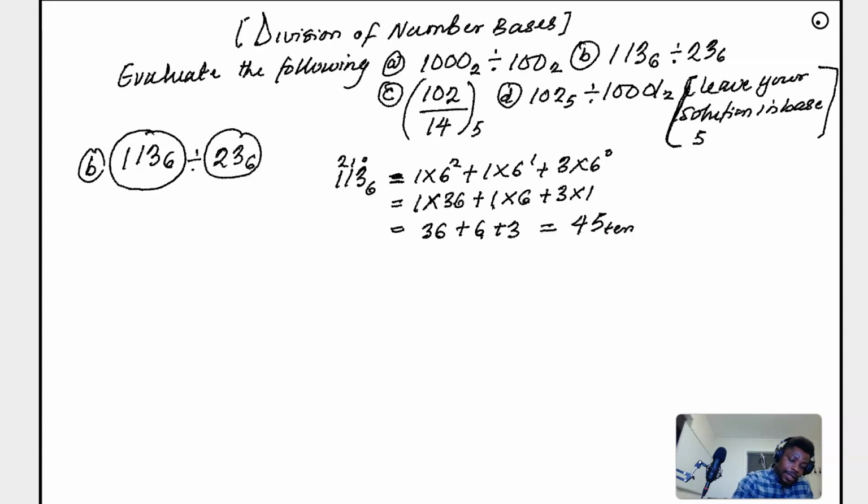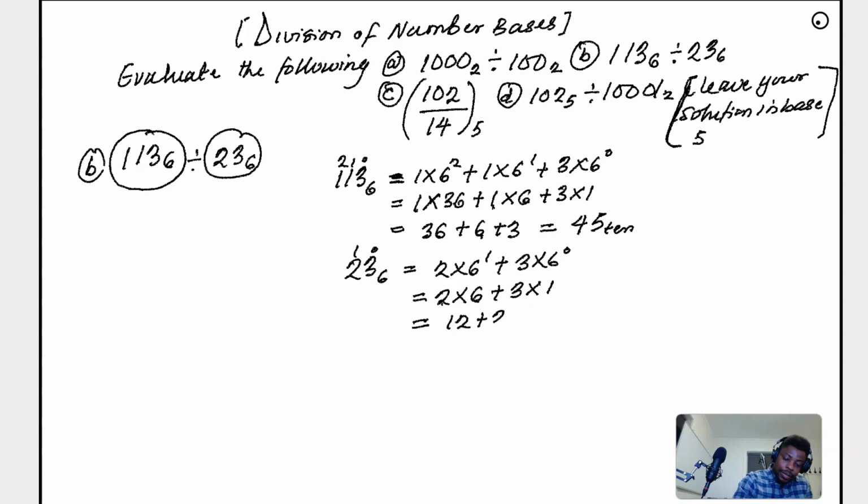Now let's convert this to base 10 also. 23 in base 6, 0, 1 to base 10. 2 times 6 raised by 1 plus 3 times 6 raised by 0. 6 raised by 1 is 6. 6 raised by 0 is 1. 2 times 6, 12. 3 times 1 is 3. So this is what? 15 in base 10. So this one gave us 45 in base 10 divided by, and this one gave us 15 in base 10. So 45 divided by 15, that is 3 in base 10.